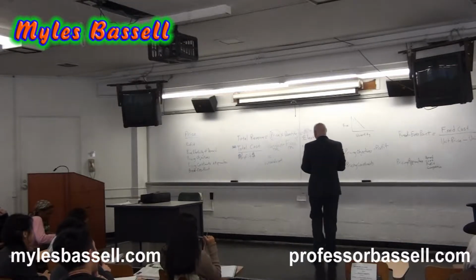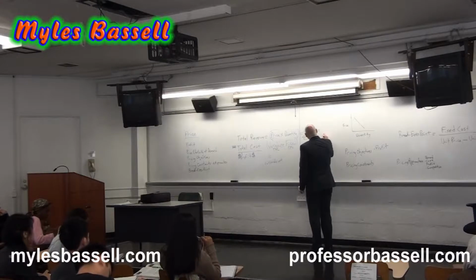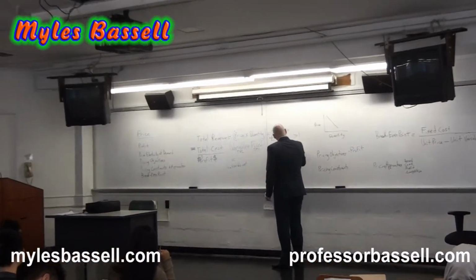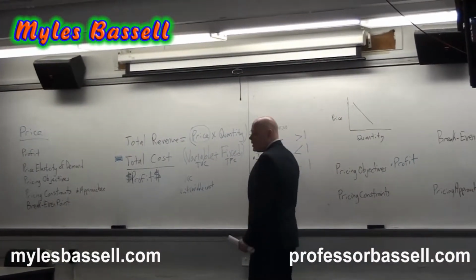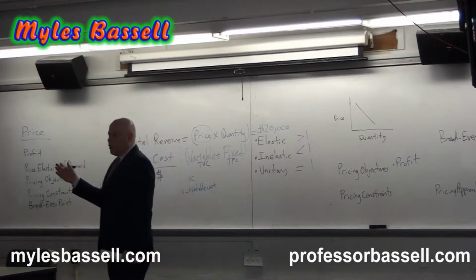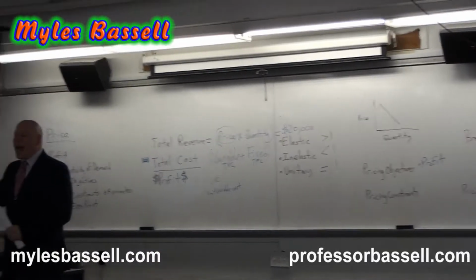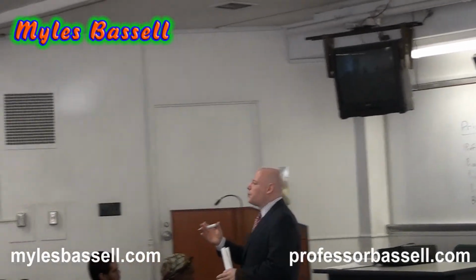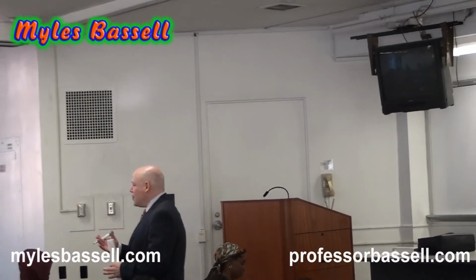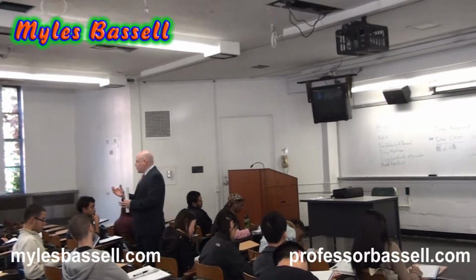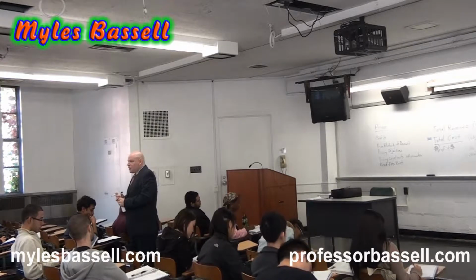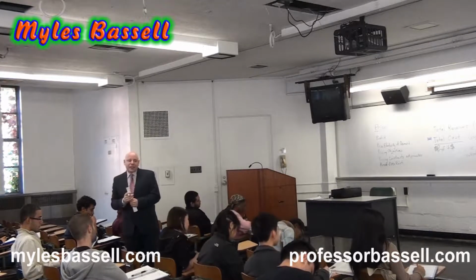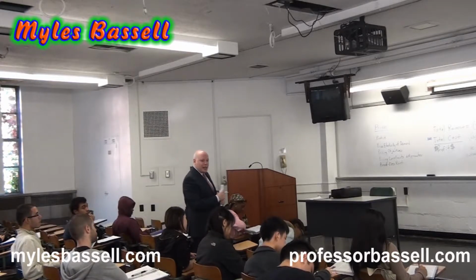So a market that's elastic is going to have a price elasticity of demand that's greater than 1. Inelastic is less than 1. And unitary is going to be equal to 1. Now, so what does that mean? So an elastic market is a market that's price sensitive. It means that if we lower the price, demand is going to go up. Does that seem reasonable?